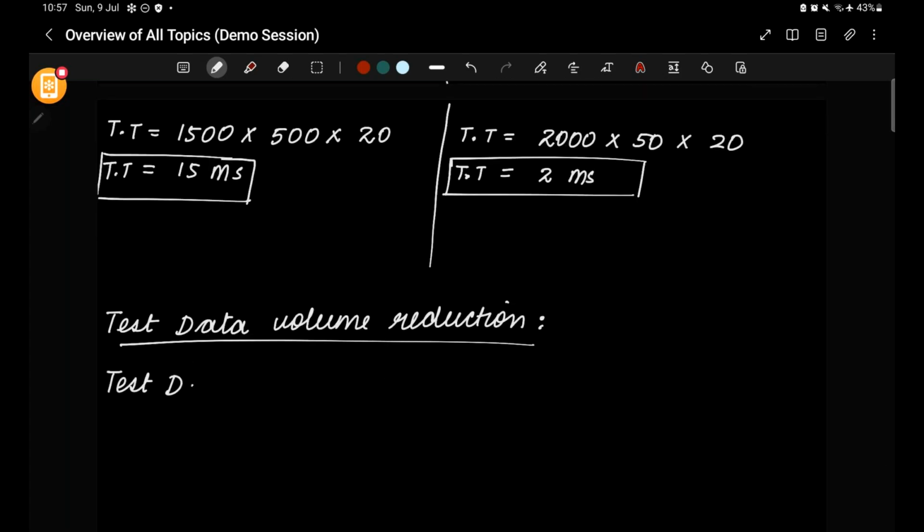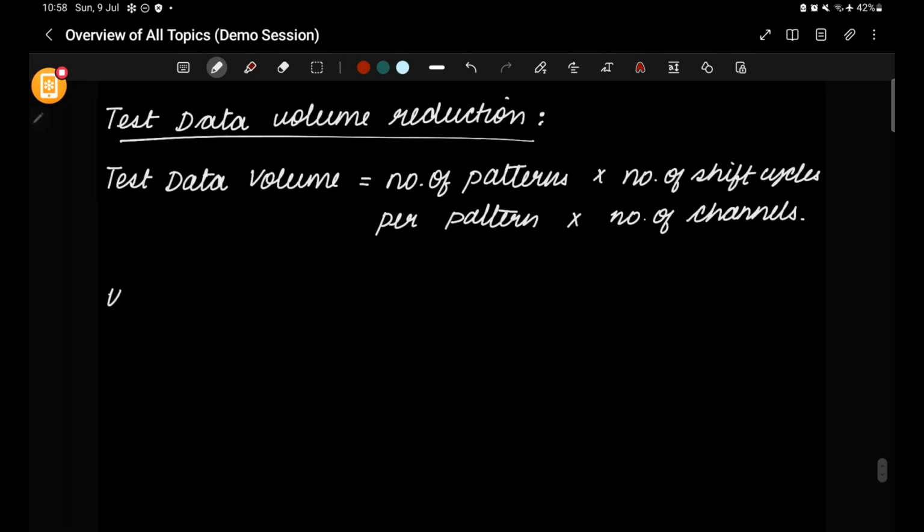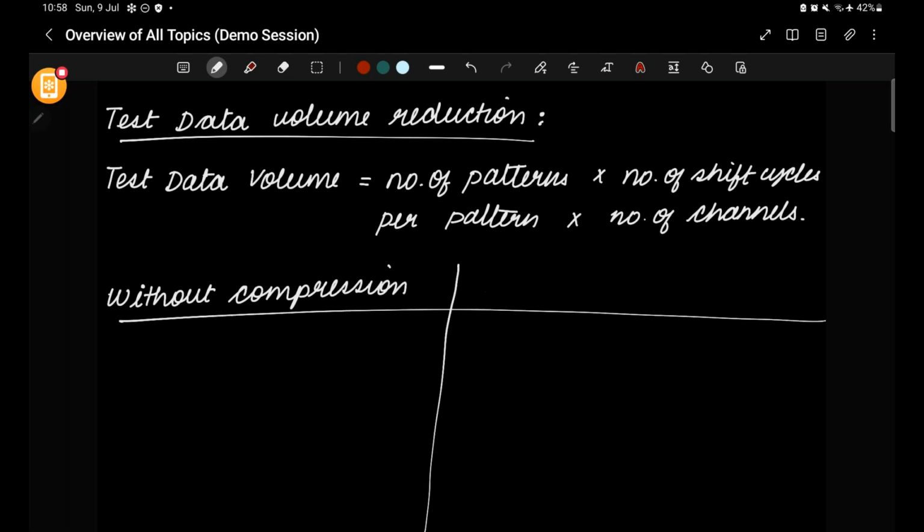The formula for test data volume is number of patterns into number of shift cycles per pattern into number of channels. So this is the formula for test data volume. Same way, we can do it without compression and with compression.